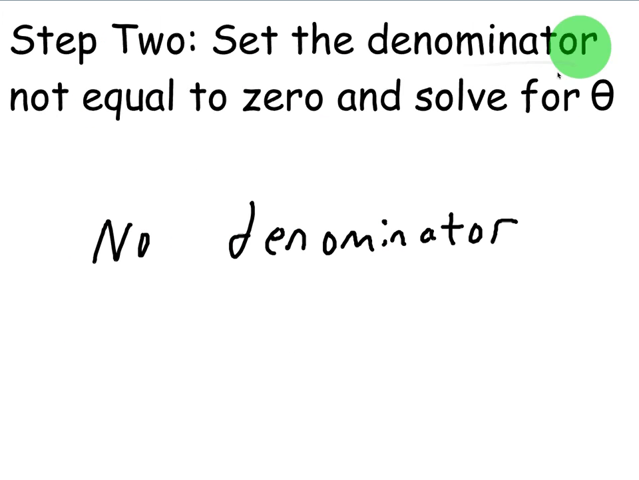Step 2, set the denominator not equal to 0 and solve for theta. There is no denominator, so I will go through the process of the algorithm. But basically, if I set the bottom not equal to 0, I say there's no denominator. Let's say it's 1. Okay, let's say 1 is not equal to 0. When is that true? That's always true, right? So that's giving us a hint as to what the domain is.